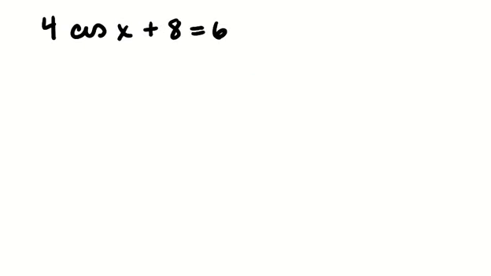All right, here's an equation that's got a little more going on. It's 4 cosine of x plus 8 equals 6. What we're going to do is solve this just like we solved for x in previous units. We're going to really undo our order of operations. We're going to start with the addition and subtraction and get rid of that. So I'm going to subtract 8 from both sides. That's 4 cosine x equals 6 minus 8.